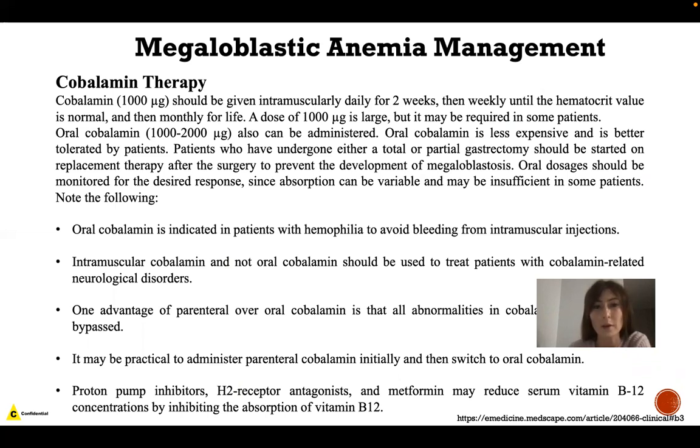Patients who have undergone either a total or partial gastrectomy should be started on replacement therapy after the surgery to prevent the development of megaloblastosis. Oral dosages should be monitored for the desired response, since absorption can be variable and may be insufficient in some patients.